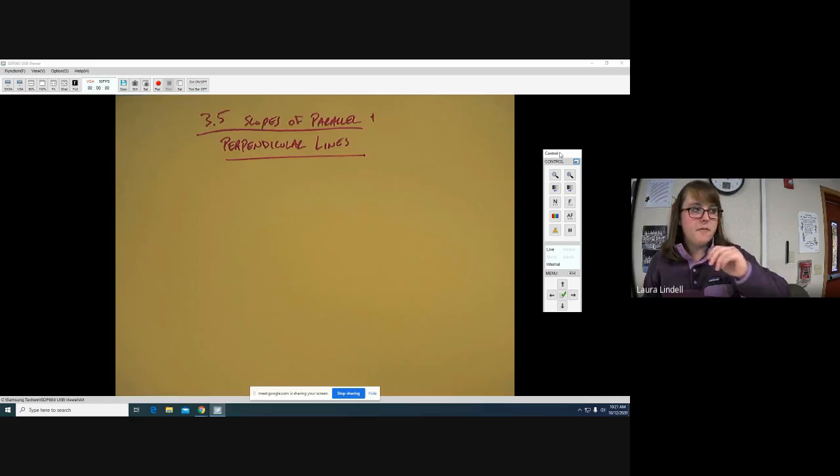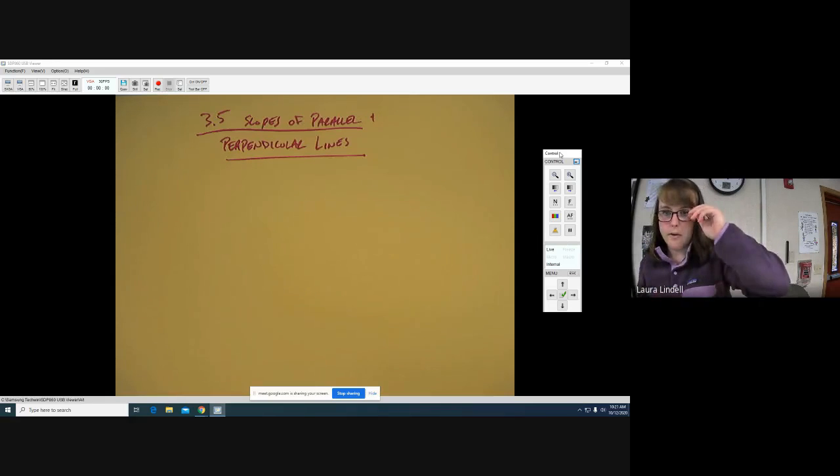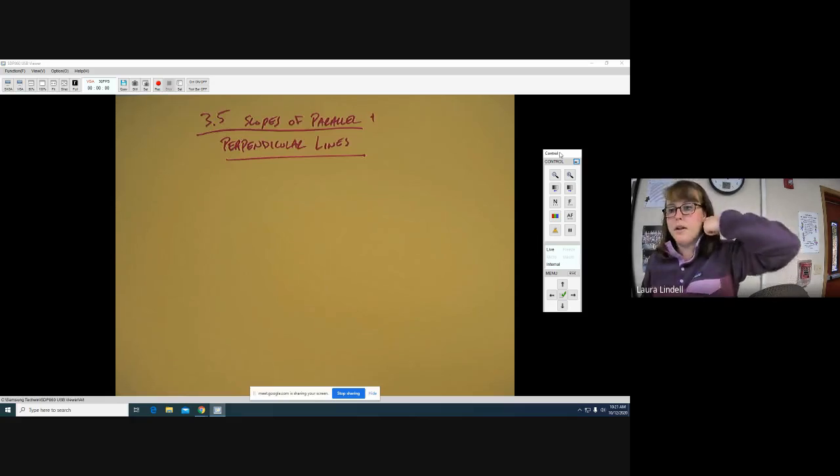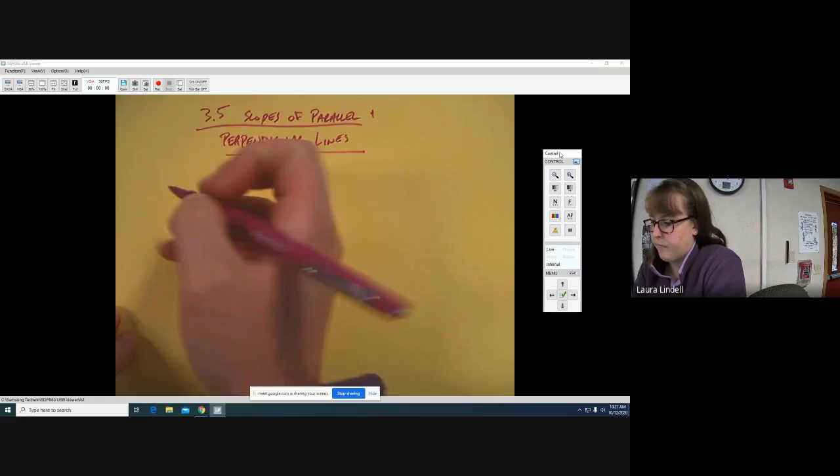So the first thing that we need to know when we're talking about slopes of parallel and perpendicular lines is how to find a slope. So we're going to go over the slope formula. Hopefully we still remember some of this from algebra. But anyway, the slope formula.